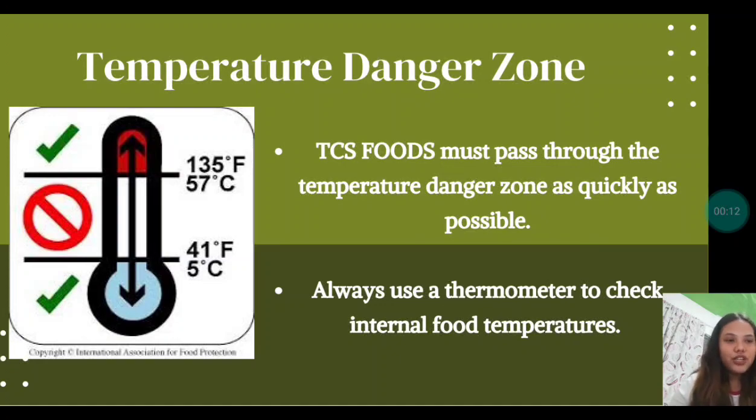So the temperature danger zone has its name for a reason, of course, danger zone. A single bacterium doubles every 20 minutes in the right conditions, meaning it can multiply trillions of times in just 24 hours without proper attention to food safety. So the temperature danger zone is between 41 Fahrenheit or 5 Celsius and 135 Fahrenheit or 57 Celsius.